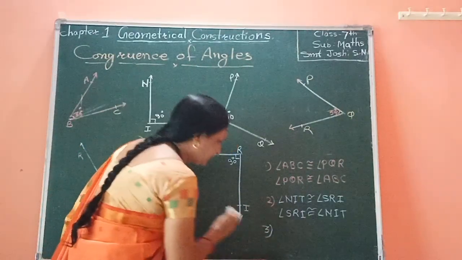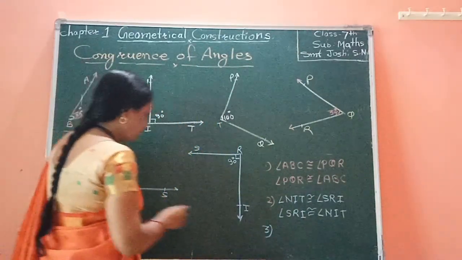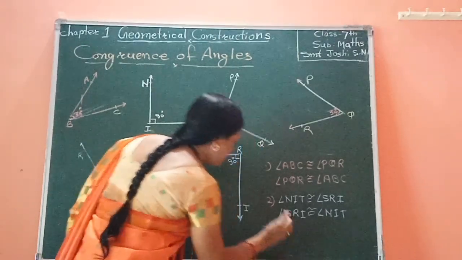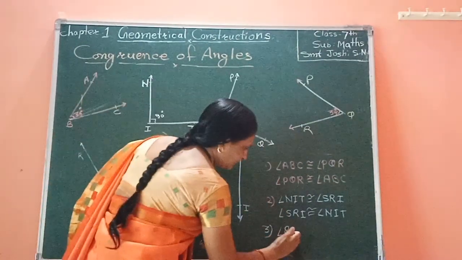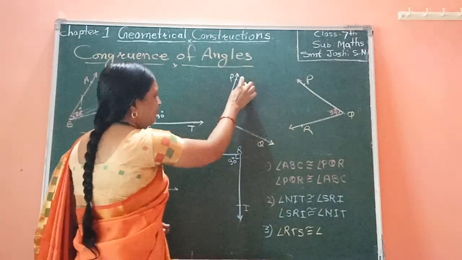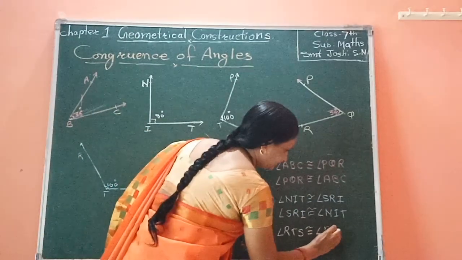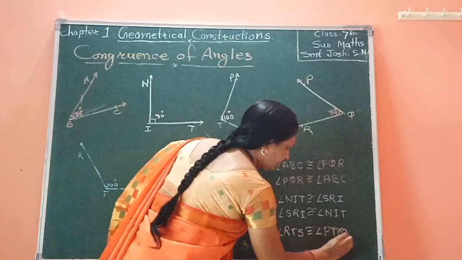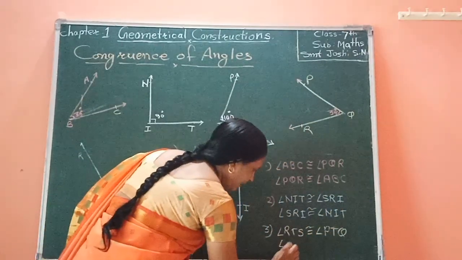This can be written symbolically angle RTS congruent angle PTQ, or angle PTQ congruent angle RTS.